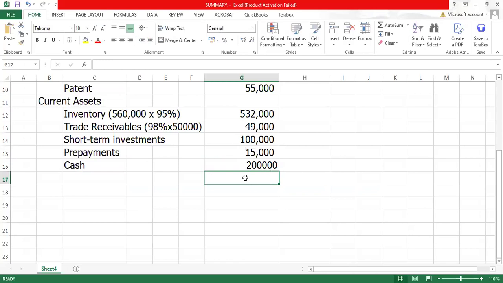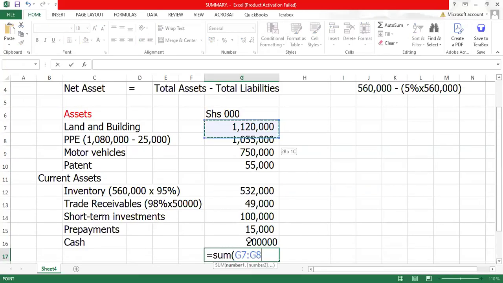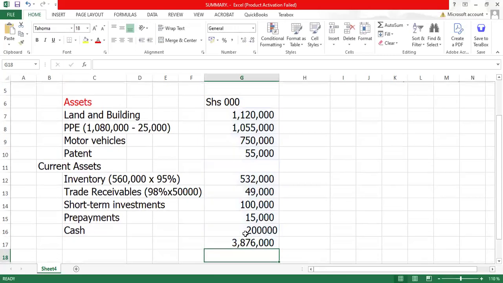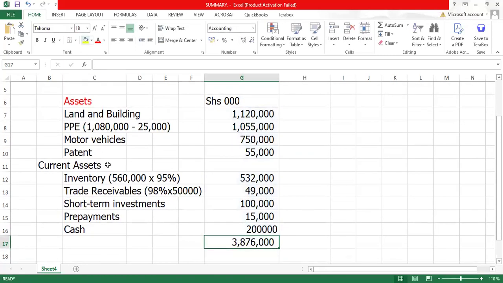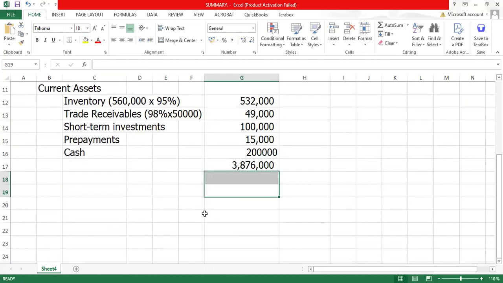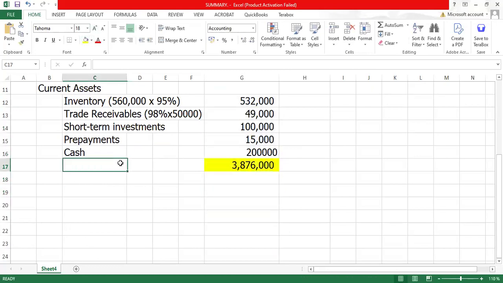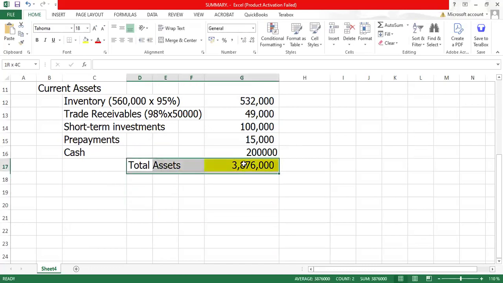You don't have any other asset, you simply add from here up to this. So that is my total assets. So what else do you need to look at now? The liabilities.